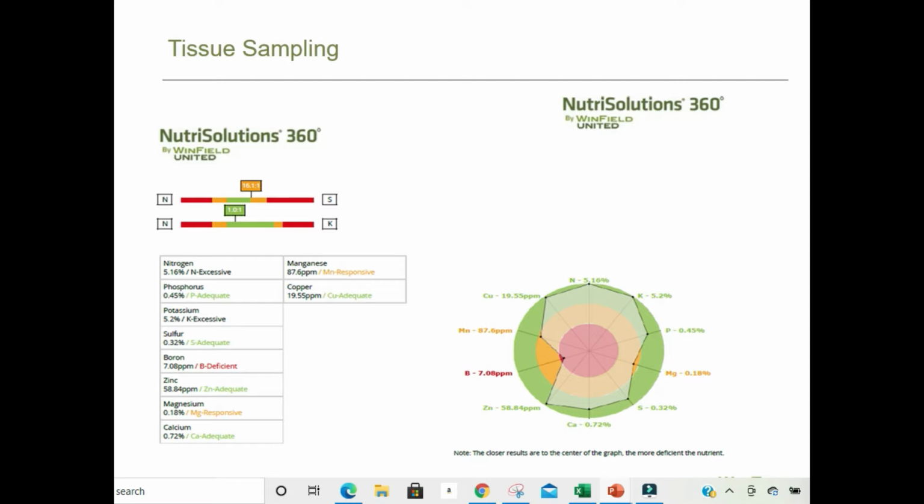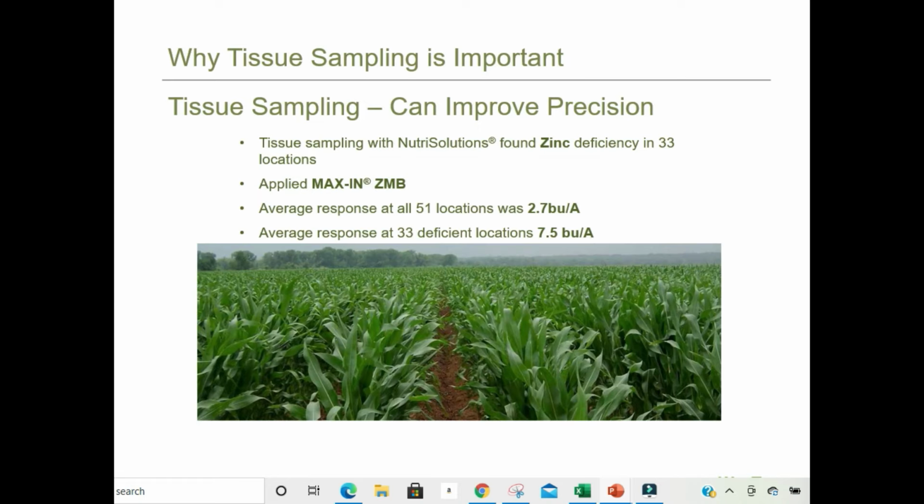Here's an example of a tissue sample report. Look down at the target down here. You'll notice that if we read it clockwise, it'll give our macronutrients, secondary nutrients, and micronutrients. Anything in the red we are deficient on and we should be correcting. So in this particular sample, I would recommend putting on boron. Tissue samples can be very valuable.